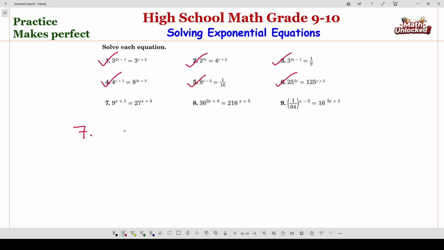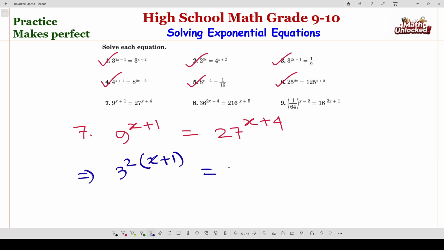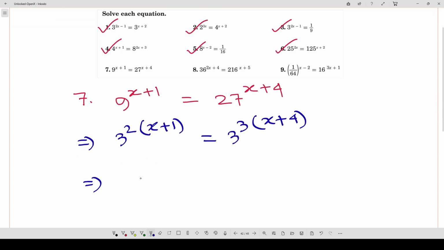Number 7. 9 to the power x plus 1 equals 27 to the power x plus 4. First, this 9 we can write as 3 squared, times x plus 1, equal to 27, which can be written as 3 to the power 3, times x plus 4. Okay. Then the bases are the same, so we can write 2x plus 2, and here is 3x plus 3 times 4, which is 12.